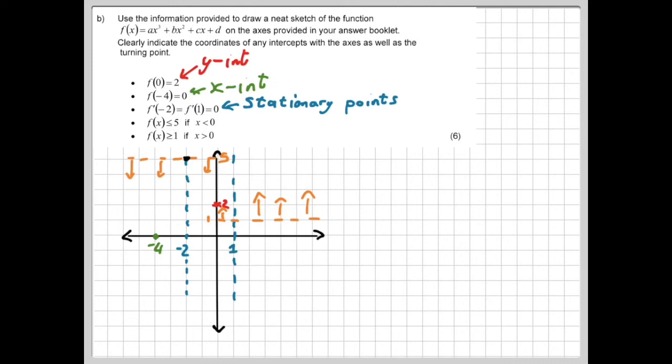The same at 1. But at 1, the graph has a local minimum. So if I now connect the orange, the black, the red, and the other black, I get this kind of graph that forms f of x equal to that.